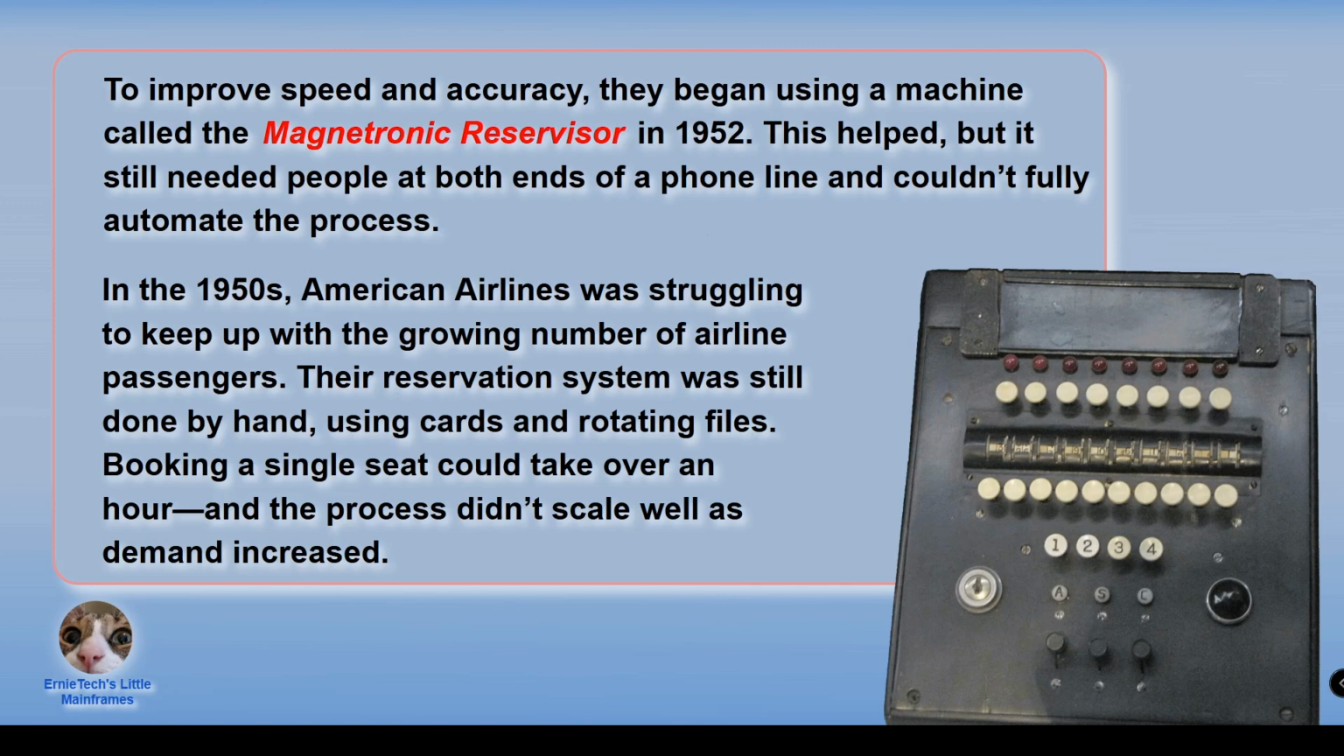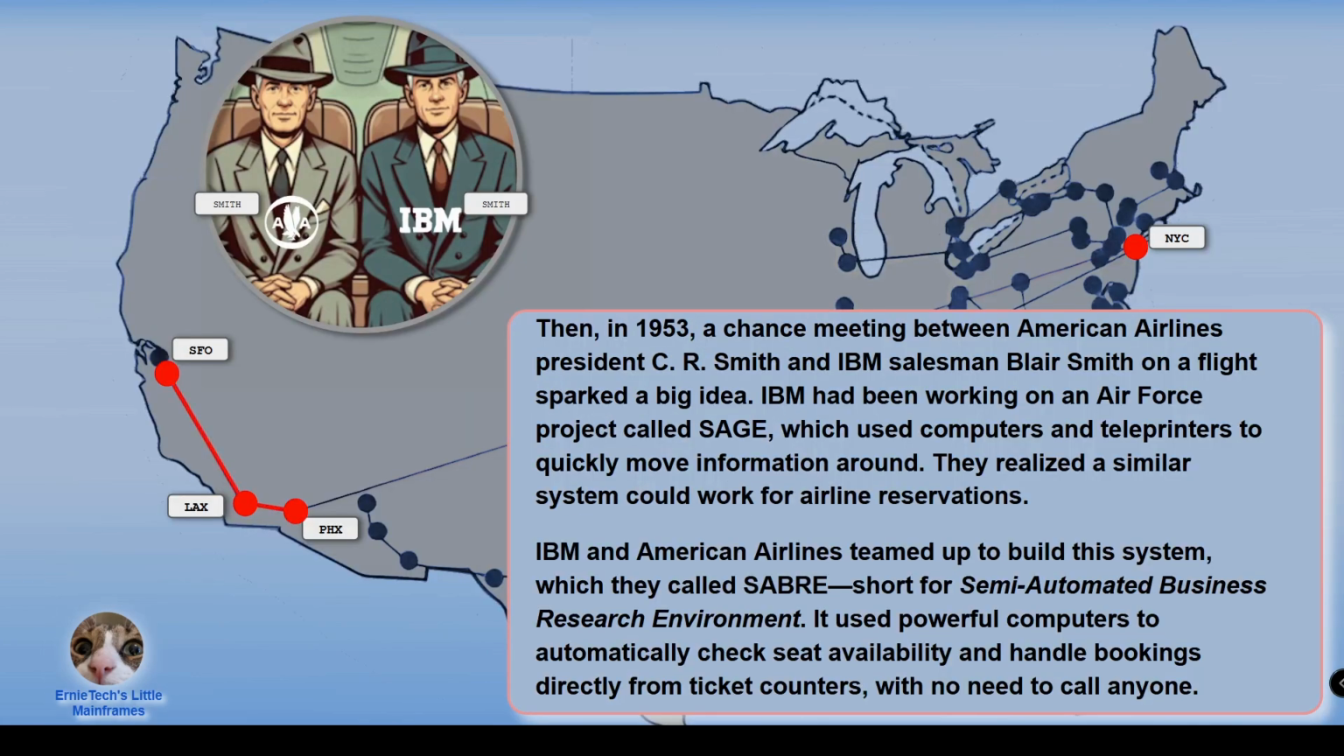And it was solved by an interesting meeting between two individuals. The two individuals both had the last name of Smith, and that was really important because somehow or another they realized they had the Smith last name. One was the actual president of American Airlines. The other guy was a salesman for IBM.